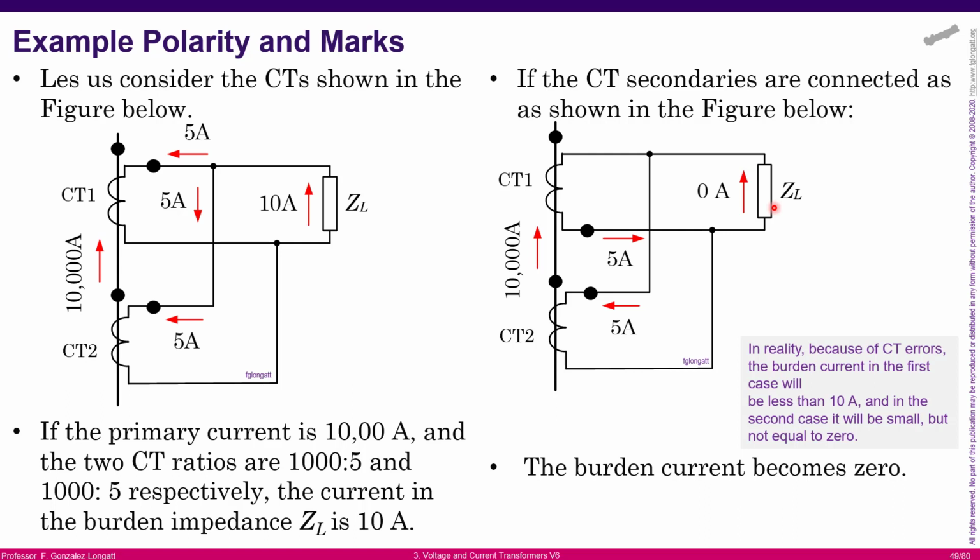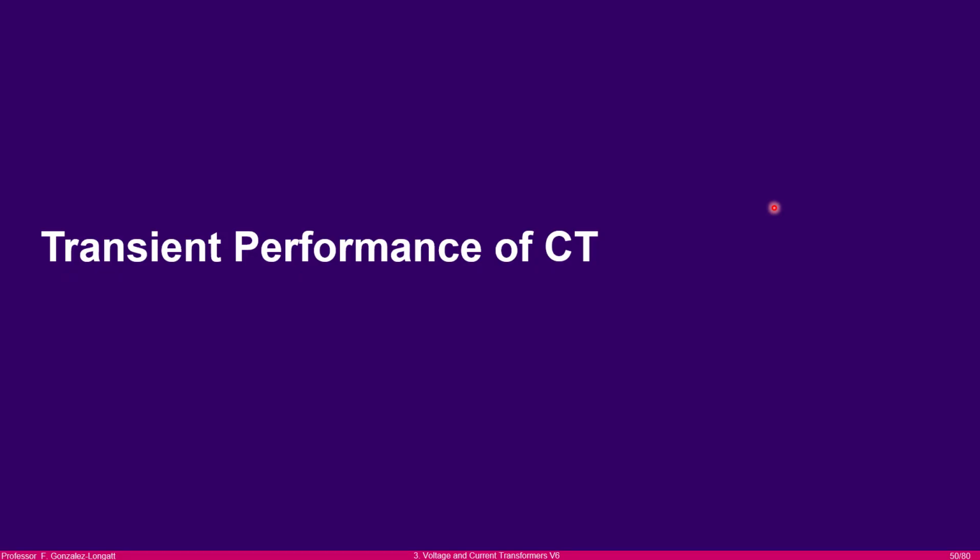This example is extremely simple, but what we want to show you here is that the selection of the polarity used at the secondary of the transformer can make the burden receive different current levels, okay? Okay, now moving forward, we have another section.